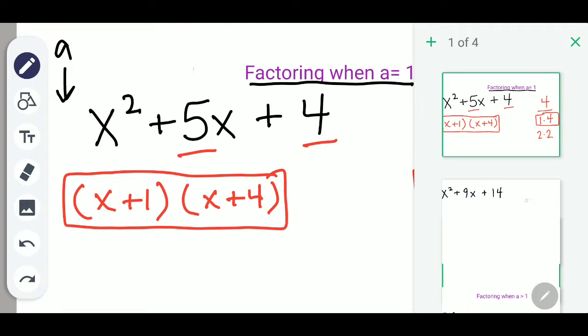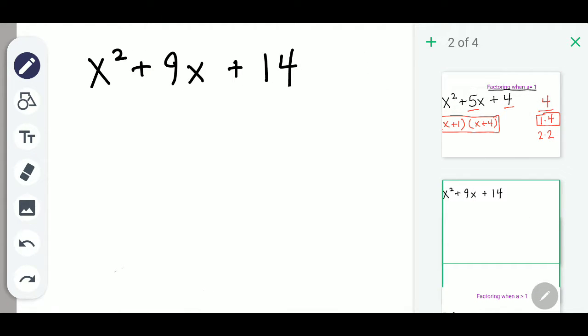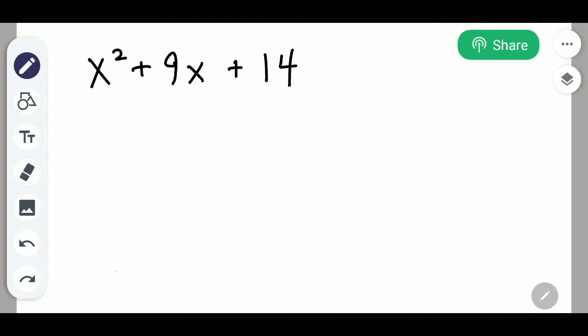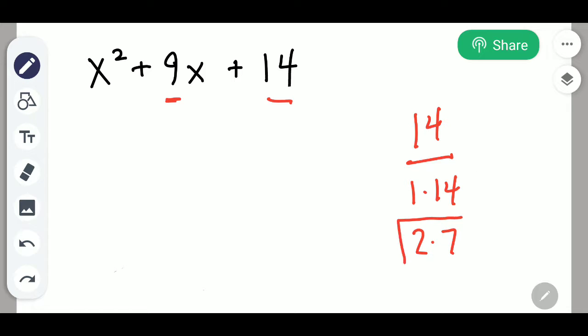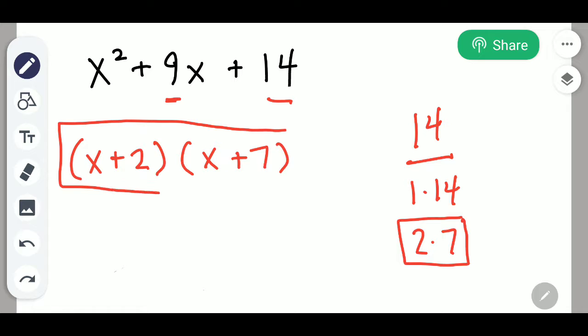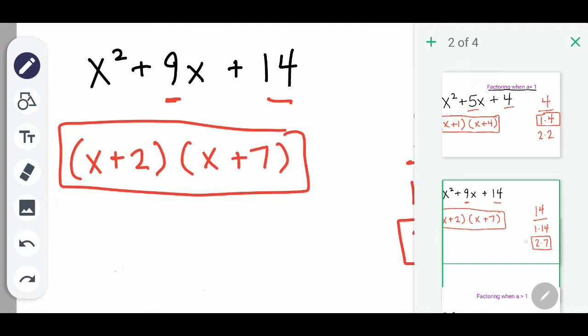Okay, so let's look at another example, very similar. All right, A is equal to 1 again. So if A is equal to 1, we're going to take our number, which is our C value, what multiplies to make 14 and sums to 9. So our factors are 1 and 14, 2 and 7. They all make 14. Which of these sum up to 9? 2 and 7. So we're going to say x plus 2 and x plus 7, and this right here is our final answer. Okay?